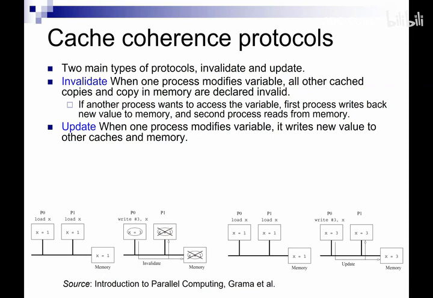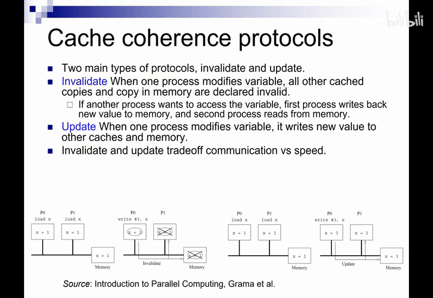The other type of cache coherence protocol is the update protocol. Here, when one process modifies a variable, it's going to write the new value of the variable to all of the other caches and the memory. So if P0 changes the value of x to 3, then it's going to write this new value to P1 and to memory.